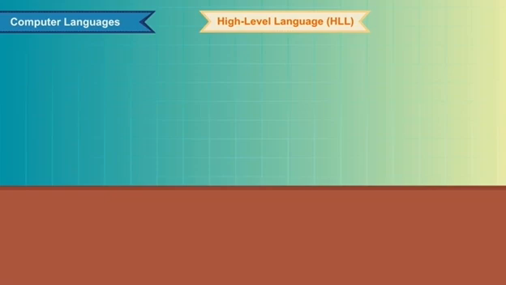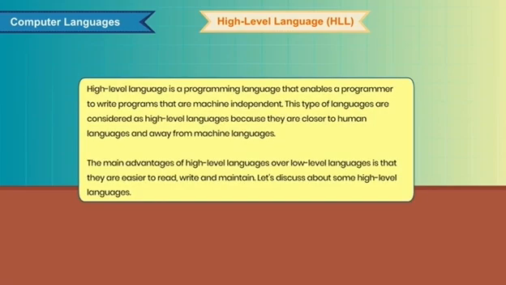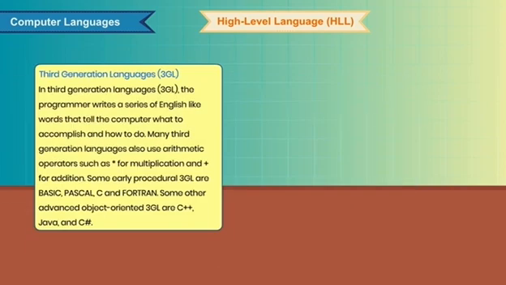High-level language, HLL. High-level language is a programming language that enables a programmer to write programs that are machine-independent. This type of languages are considered as high-level languages because they are closer to human languages and away from machine languages. The main advantages of high-level languages over low-level languages is that they are easier to read, write, and maintain. Let's discuss some high-level languages.